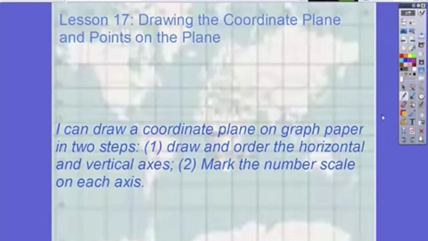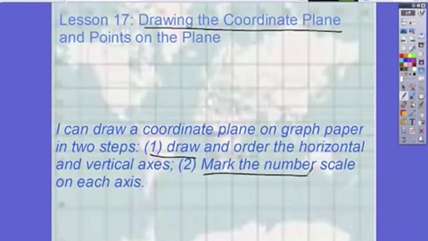Afternoon. Today we're going to be learning about drawing the coordinate plane and points on the plane. Our I can statement for the day is I can draw a coordinate plane on graph paper in 2 steps. Step number 1, I can draw and order the horizontal and vertical axes. Step number 2, I can mark the number scale on each axis. Scale is going to be our focus for today. It's going to be the main topic that we'll be addressing.